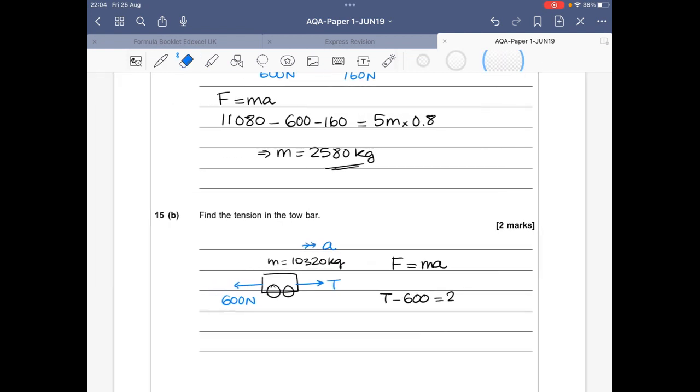So this is what I'm putting here. Not the 2,580, but the 10,320, which is the trailer, times the acceleration, which is 0.8. And from here, the tension is 8,856 newtons.